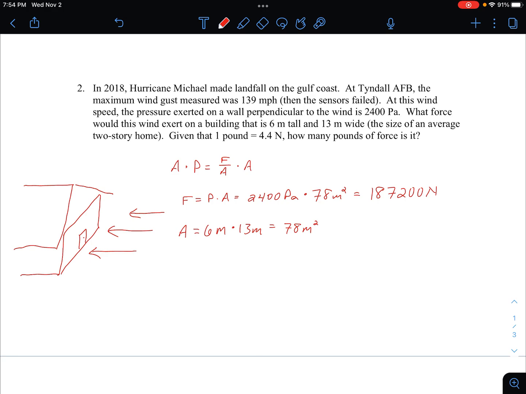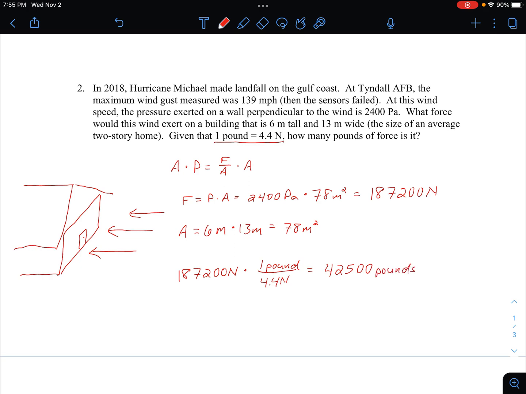Now that might not sound like much, it might sound like a lot. So let's convert this into pounds just so that you kind of have an idea of how big this force is. So given that 1 pound is 4.4 newtons, how many pounds of force is this? So we can take our force, which is 187,200 newtons, and simply multiply it by 1 pound over 4.4 newtons. And this gives us 42,500 pounds.